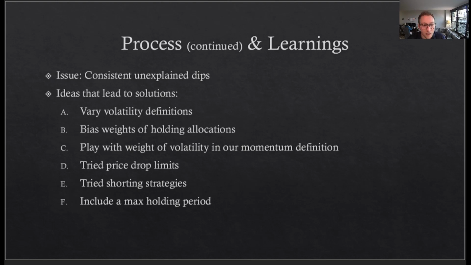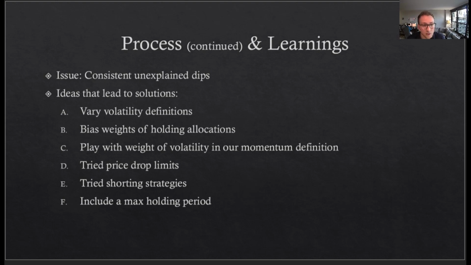After observing how our algorithm performs, we noticed some consistent performance dips during periods that we couldn't explain. As a team, we don't really like dips in the performance of our algorithm's portfolio, so we tried a slew of strategies to mitigate these dips. We tried backtesting using the different volatility definitions that I mentioned earlier. We tried biasing the weights of allocations to buy more of the stocks with higher momentum, which turned out to be a very good decision.